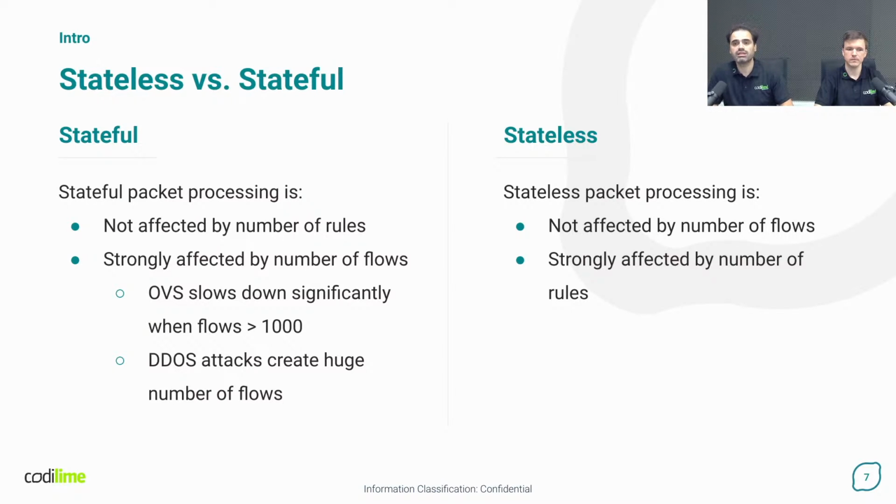On the other side of the equation, we have the stateless approach. And the stateless approach is, as said, stateless. Each packet is processed independently. There is no flow idea. So we are not affected by the number of flows, but we are strongly affected by the number of rules, since each packet has to travel via all rules in the ACL. As the ACL grows longer, the search time is longer and the firewall slows down. So each side has advantages and disadvantages.